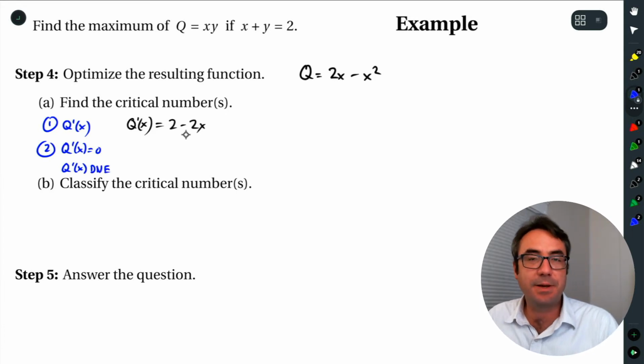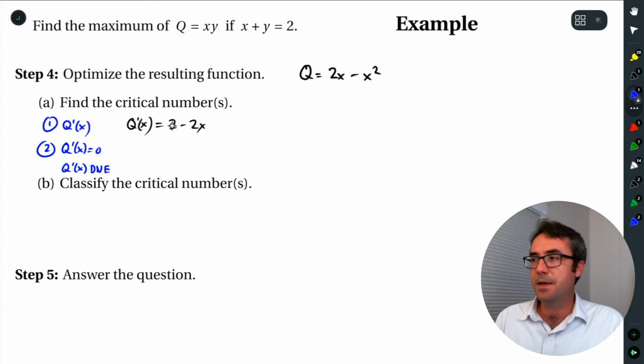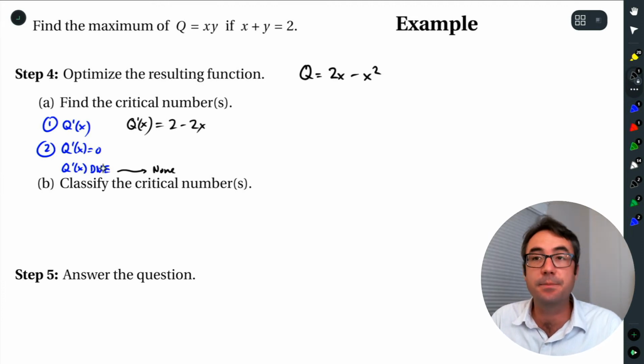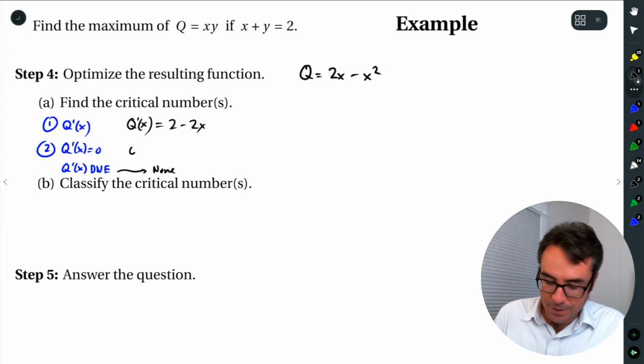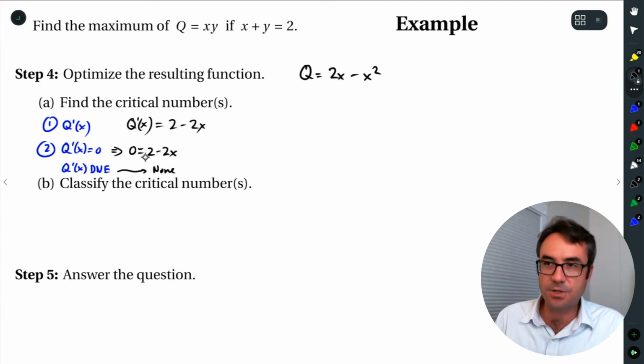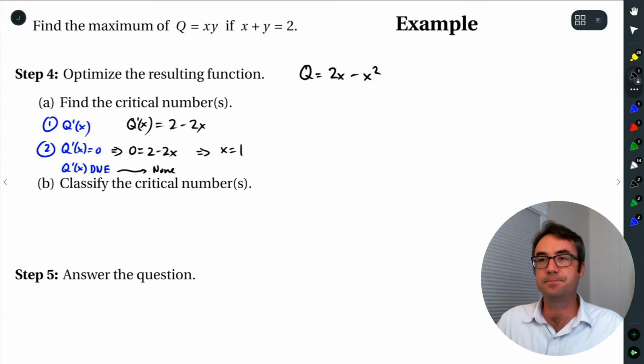And my derivative here is a polynomial. There's no division by x, there's no natural logs, there's no negatives inside square root functions. So this thing's always defined, so no contribution here from the derivative being undefined. But we are going to get something for our derivative being equal to 0. So we set our derivative equal to 0: 0 is equal to 2 minus 2x. Solve that equation for x, and we get x is equal to 1. And that's our critical number.